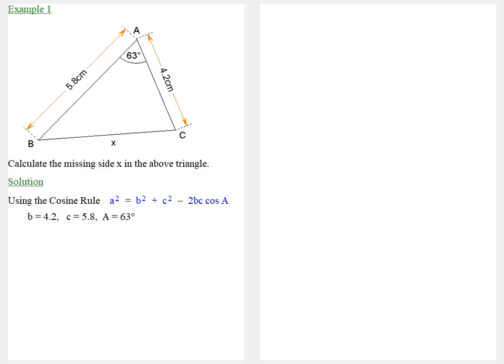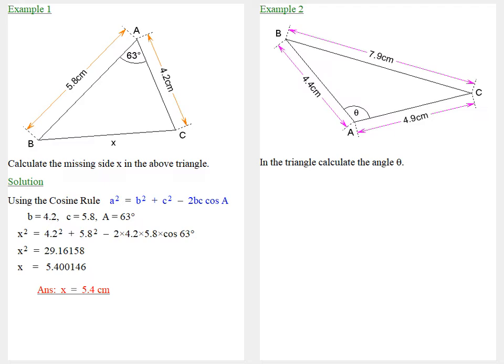So x squared equals 4.2 squared plus 5.8 squared minus 2 times 4.2 times 5.8 times the cosine of 63, which when we type it into a calculator gives us x squared is equal to 29.16158, and when we take the square root we get x is equal to 5.400146. So giving our answer to one decimal place, we get x is equal to 5.4 centimetres.